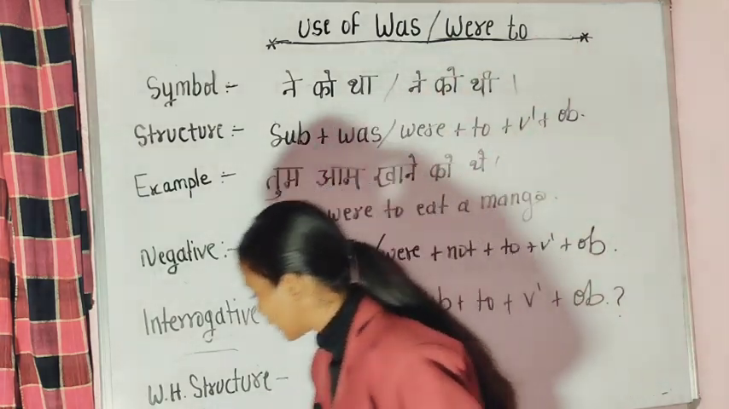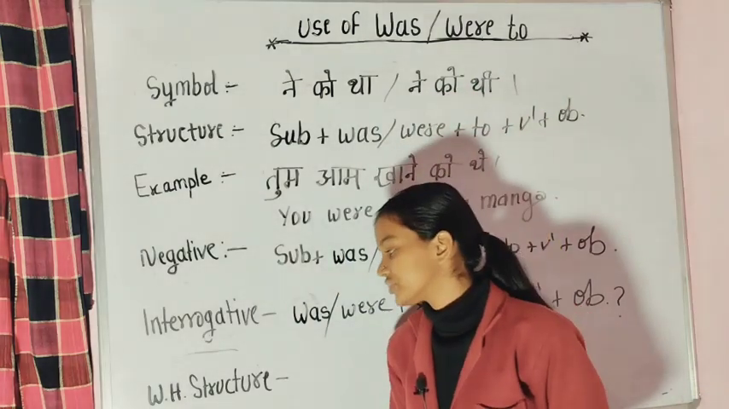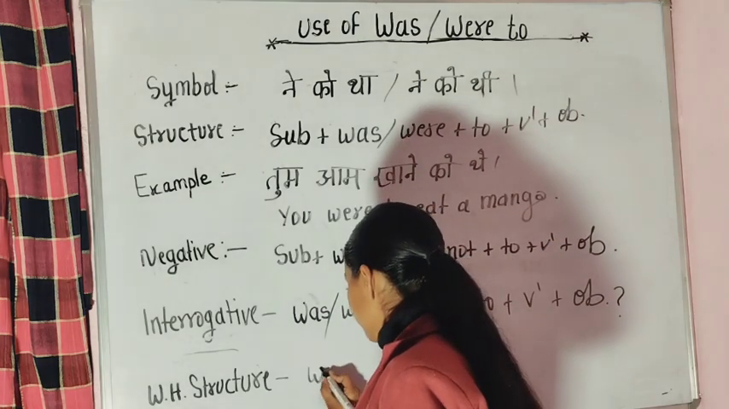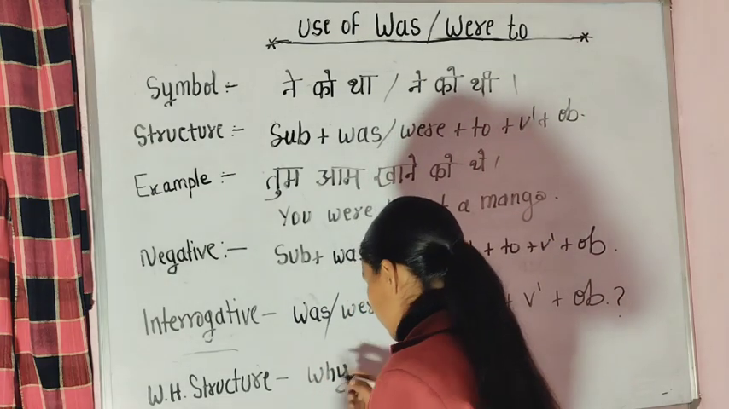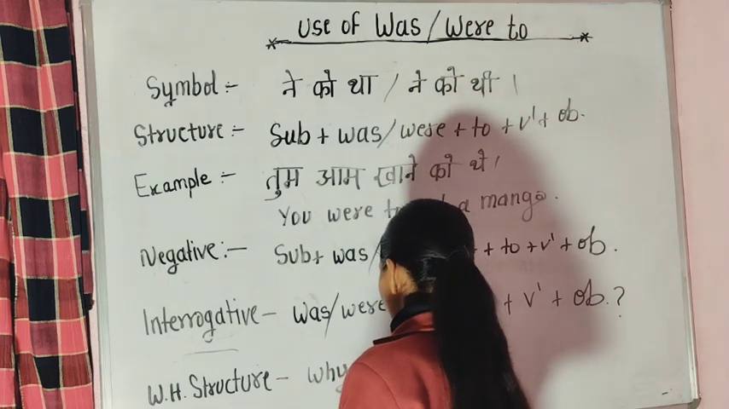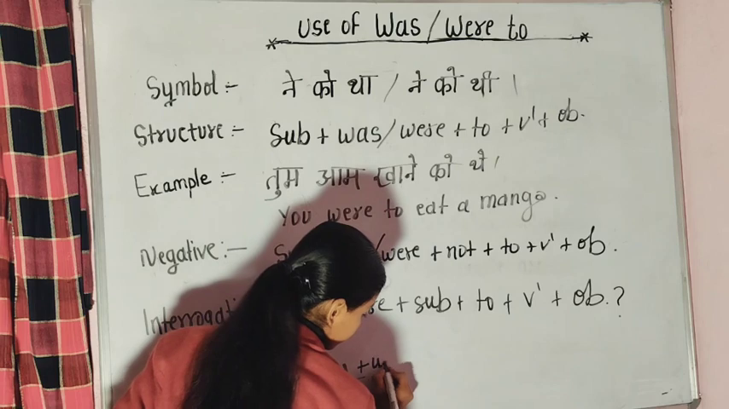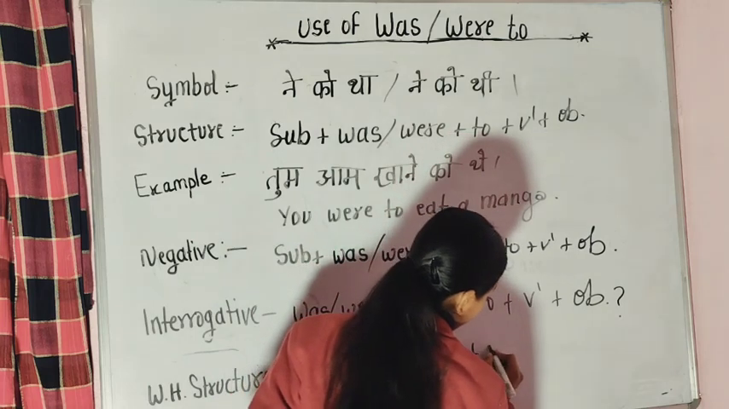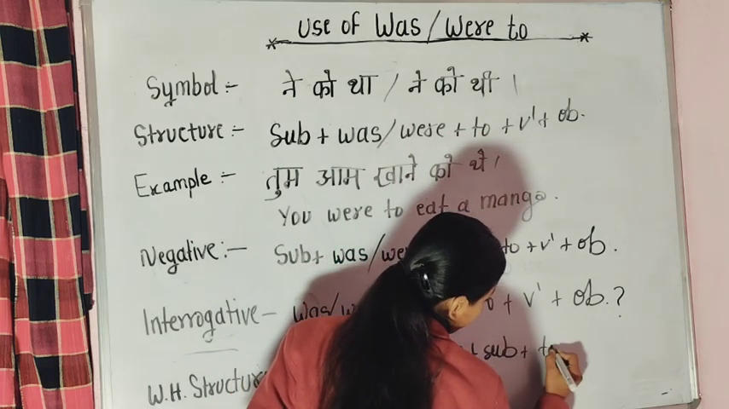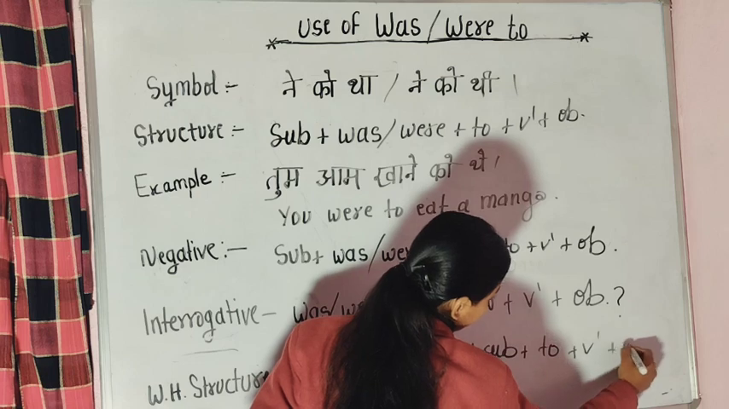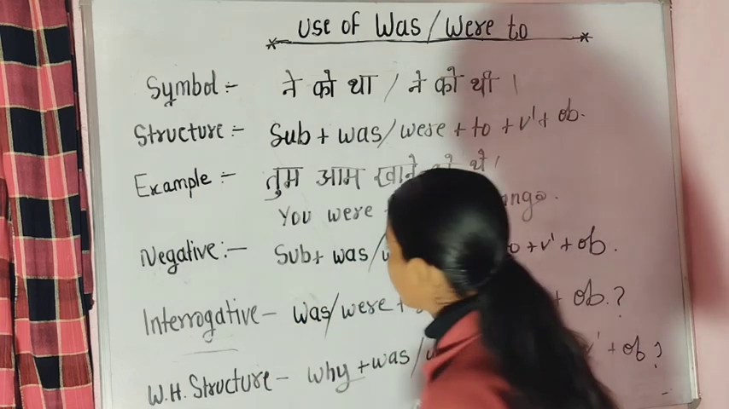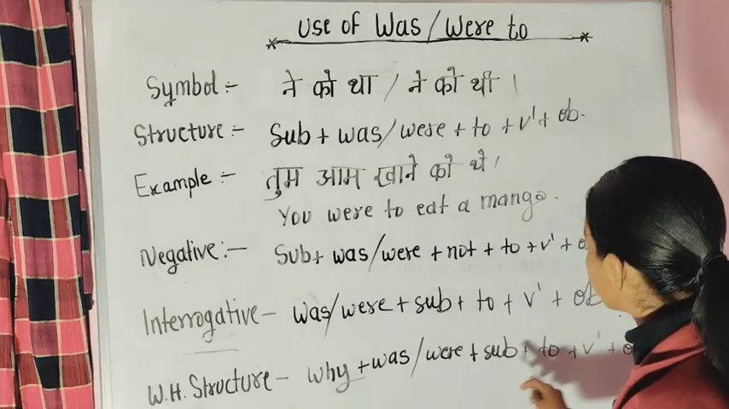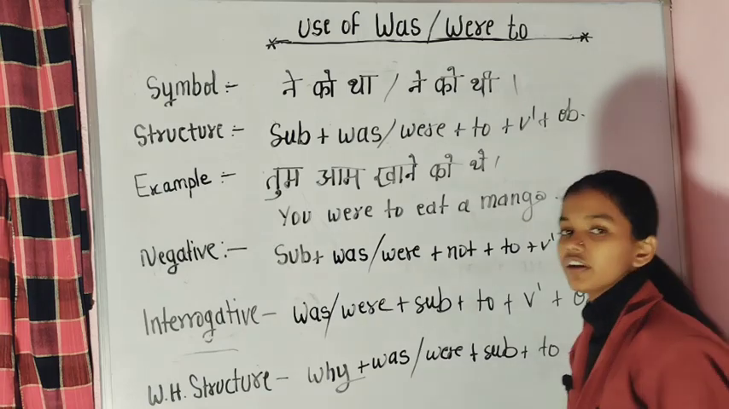So we have to start the WH structure. Which structure? The WH structure. So let's write: Why plus was, were, where plus subject plus to plus verb 1 plus other object. What is the structure of WH? You can see on the board: Why plus was, were, where plus subject plus to plus verb 1 plus other object plus question mark.